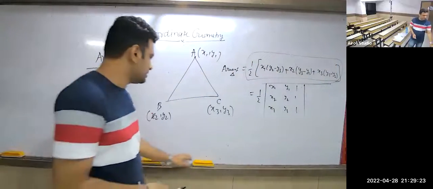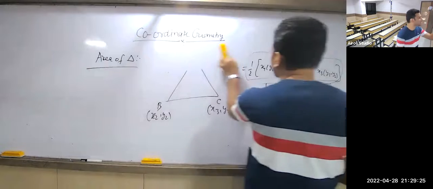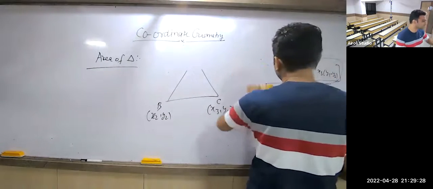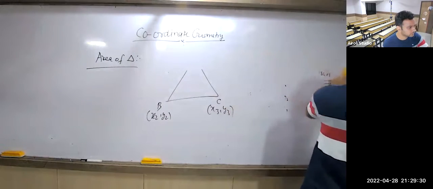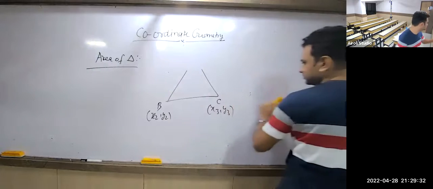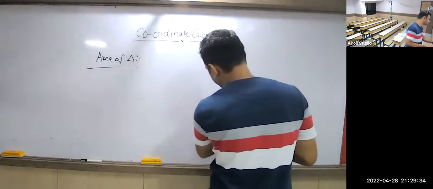So next we'll study the straight line. Do you know what the types of equation of the line are? How many types of equations do we have? Or have you studied them?